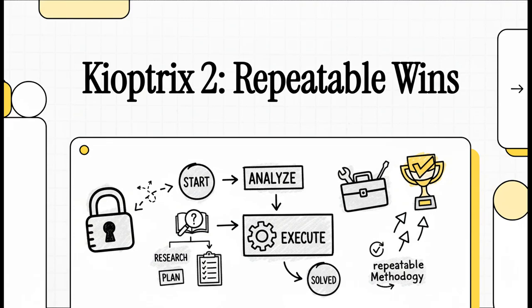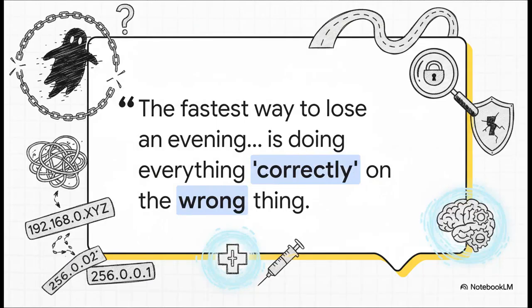All right, so today we're tackling Kioptrix Level 2, but this isn't going to be your typical walkthrough. We're going to use this box as a training ground to build a disciplined, repeatable methodology. See, the goal isn't just to pop this one machine, it's to forge a workflow you can take with you to any challenge. And we're starting right here, with a feeling that I know every single one of us has had.